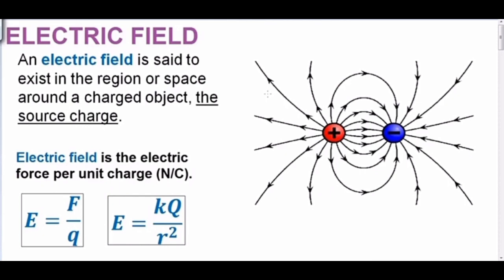Okay, so ang formula na gagamitin natin is E is equal to F over Q, where F is force and Q is charge. Or E is equal to kQ over r squared, where k is the Coulomb constant and r is the distance from the charge. So ito yung itsura ng electric field pagka meron tayong positive and negative particle. Itong unang formula, ito ang gagamitin pagka may given na force.